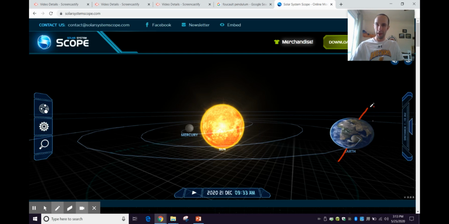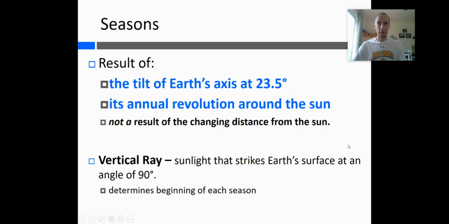The first day of winter is when the Earth is as far tilted away from the sun as possible in the northern hemisphere. The first day of summer is when the Earth is tilted toward the sun on the opposite side of the revolutionary path. So, coming back to our slides, you'll see that there are two reasons for the seasons, and it was mentioned in that simulator: the idea that the Earth is tilted on its axis of 23.5 degrees, and the fact that it revolves around the sun once every year.